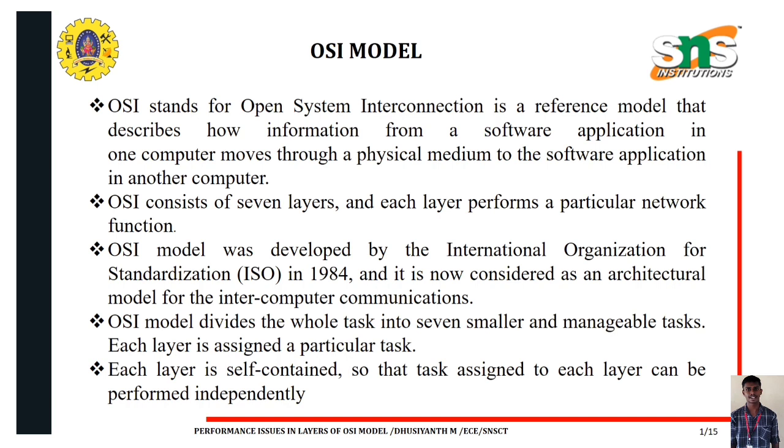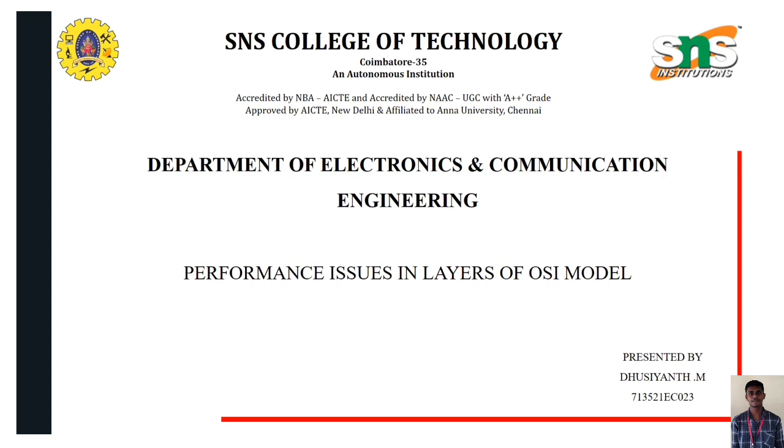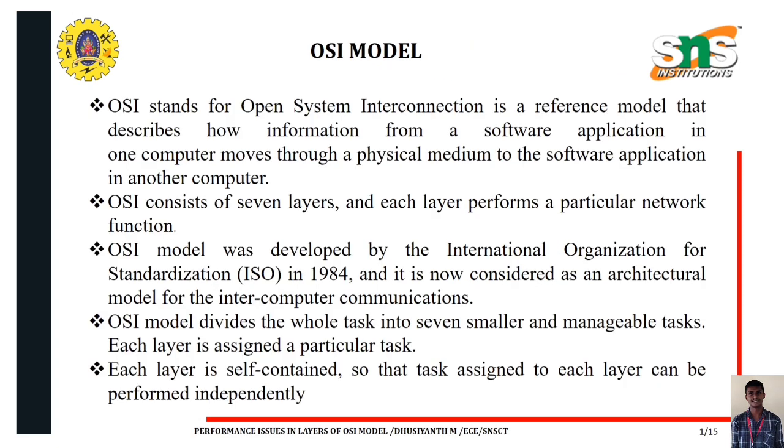The OSI model was developed by the International Organization for Standardization (ISO) in 1984, and it's now considered as an architectural model for intercomputer communications. The OSI model divides the whole task into 7 small and manageable tasks. Each layer is assigned a particular task. Each layer is self-contained so that the task assigned to each layer can be performed independently.